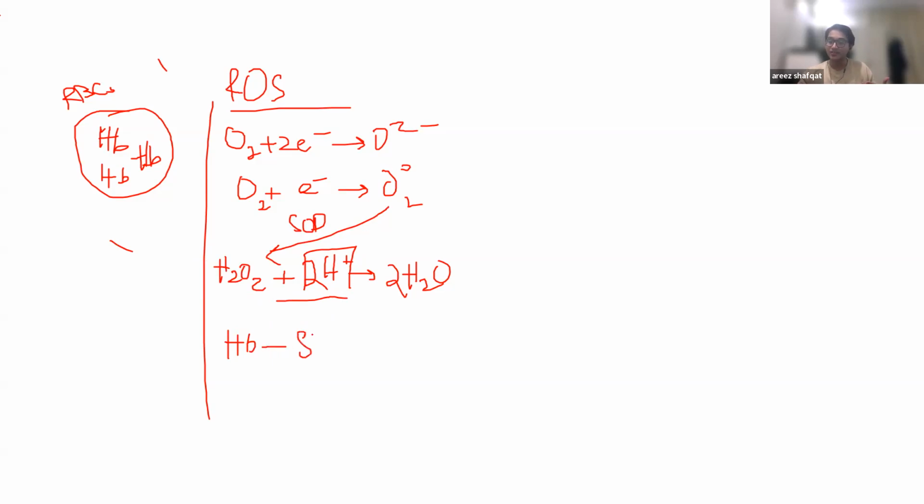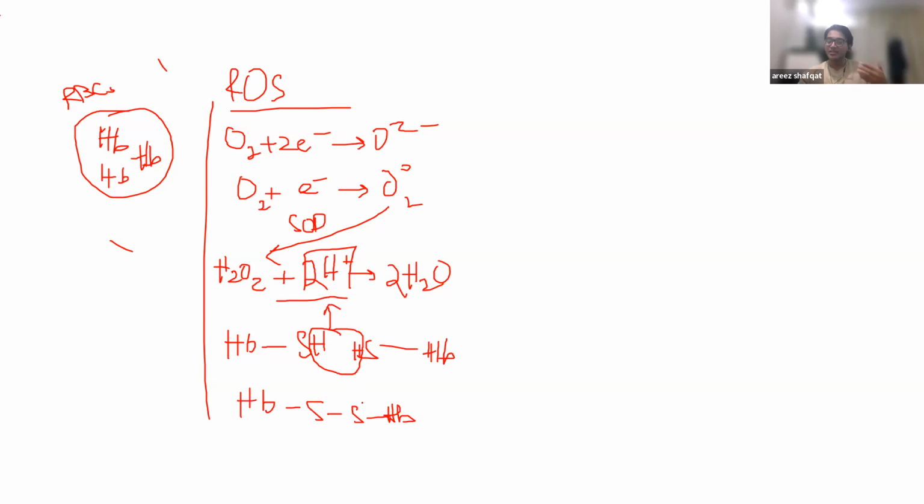Cysteine, as you should know, has a sulfur group as its R group. So I'm drawing a hemoglobin here with a cysteine sticking out, and another hemoglobin here with another cysteine sticking out. What hydrogen peroxide will do is take these two hydrogens and form a disulfide bridge between these two hemoglobins. So that's what's going to happen.